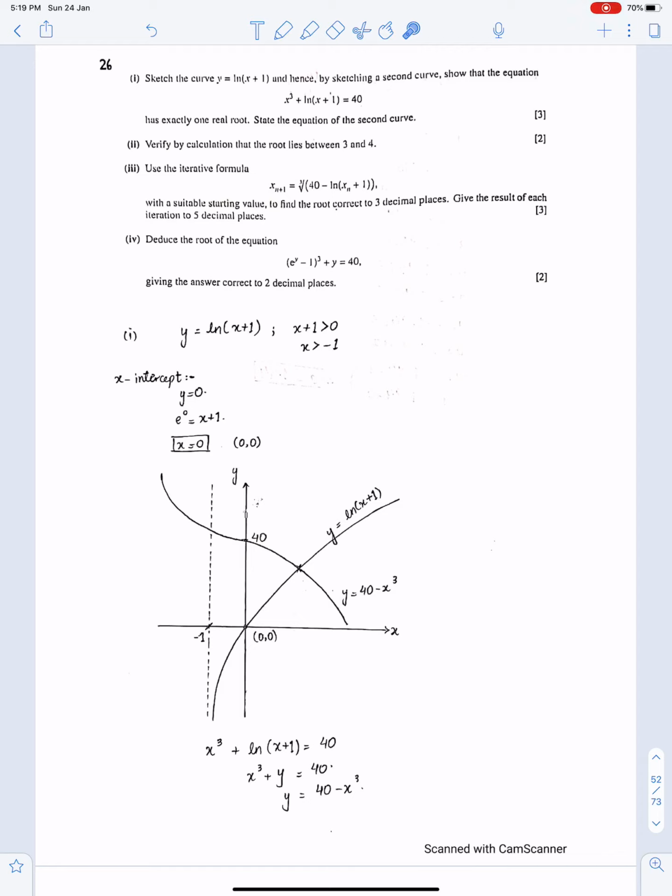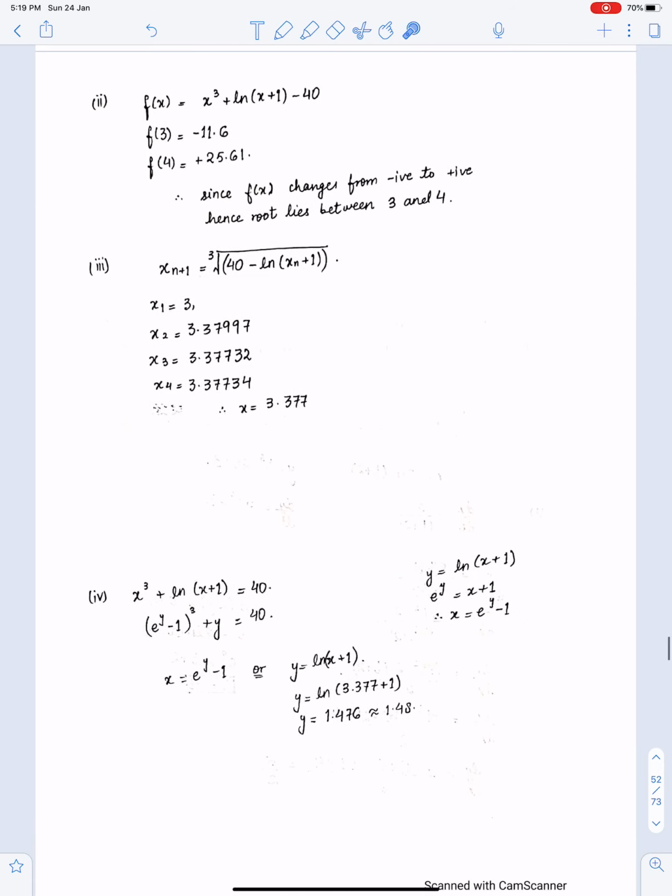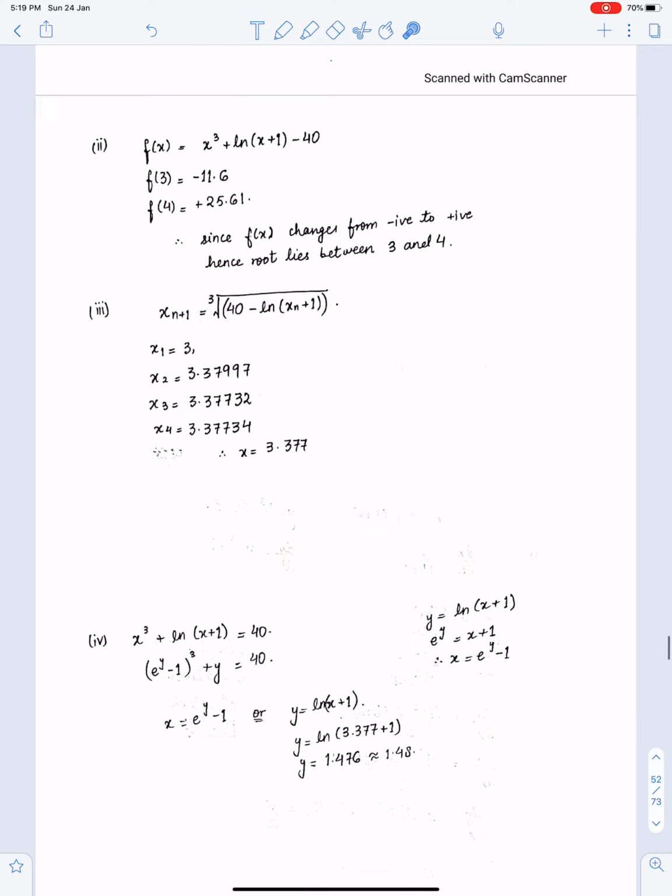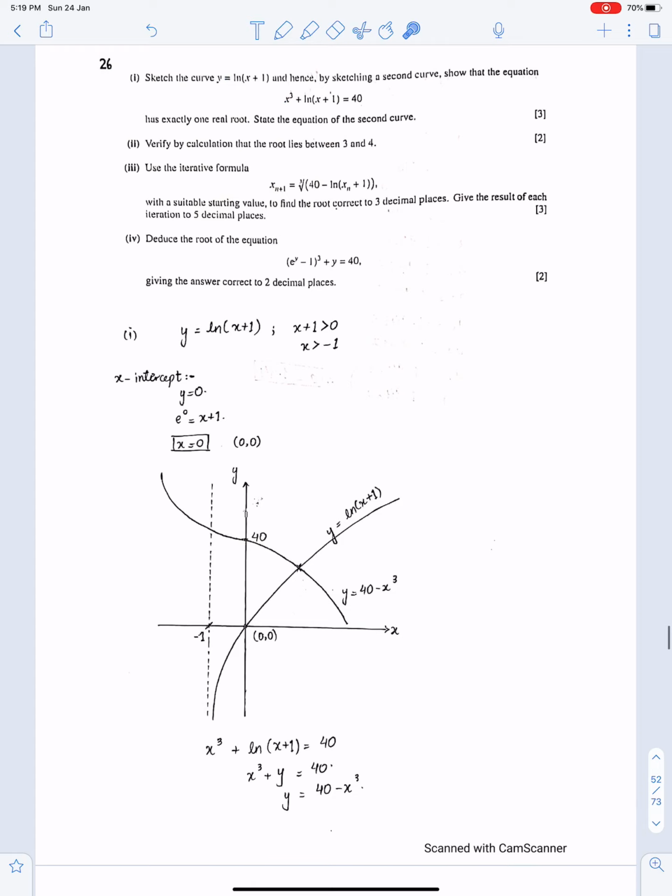Now verify by calculation that the root lies between 3 and 4. This is simple. You all know how to do this part. F of 3 is negative, f of 4 is positive, so it's fine. Iteration is also simple. Now the last part, deduce the root of this equation.